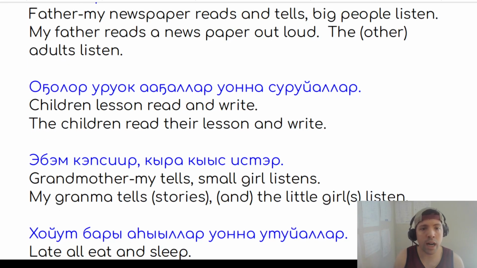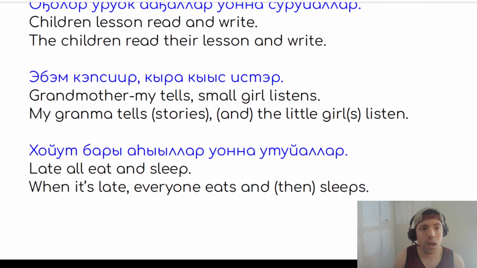Ogalar, urwak, agalar. So keep in mind we have oga, that's o. And then we have aga, that's a. Ogalar, urwak, agalar, wanna, surwialar. The children read their lesson and write. Ebem kepsir, kurakus ister. My grandma tells, we could say she tells stories, and the little girl or little girls listen.